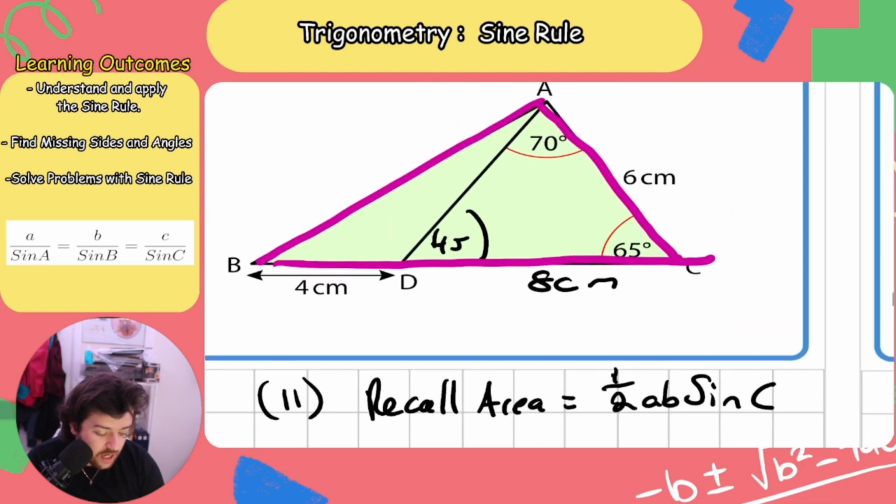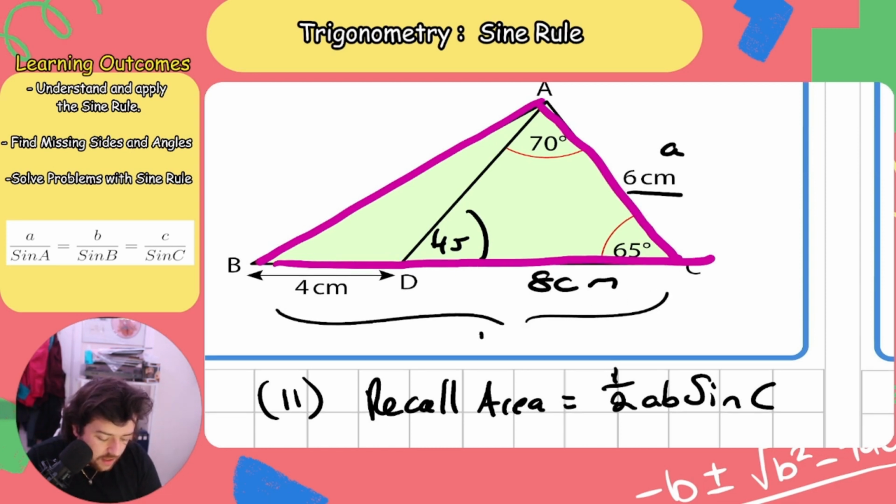Well, I have one side of my triangle. It's going to be 6. I'm going to label that A. Do I have another side? I do. I have my bottom here. So I have B to C here. Because if B to D is 4 and D to C is 8, that means this whole side is equal to 12.